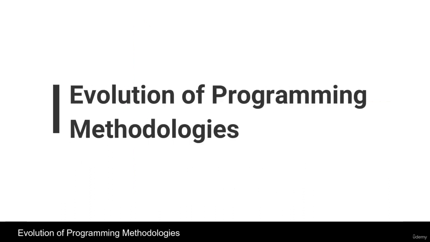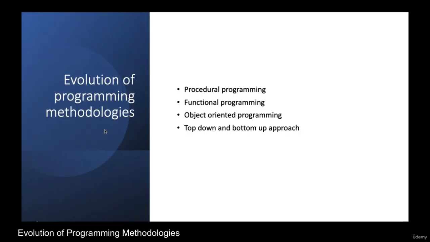Now, if we talk about the evolution of programming methodologies, we talked about what is programming. This programming had different kinds of methodologies which were offered in the initial times. The most popular methodology at the initial times of programming languages was procedural programming, another way is called functional programming, and the third one, the recent popular one, is object oriented programming. And we can follow two types of approach while programming. One is the top down approach and the other is the bottom up approach. When we talk about these programming methodologies, let's go one by one.